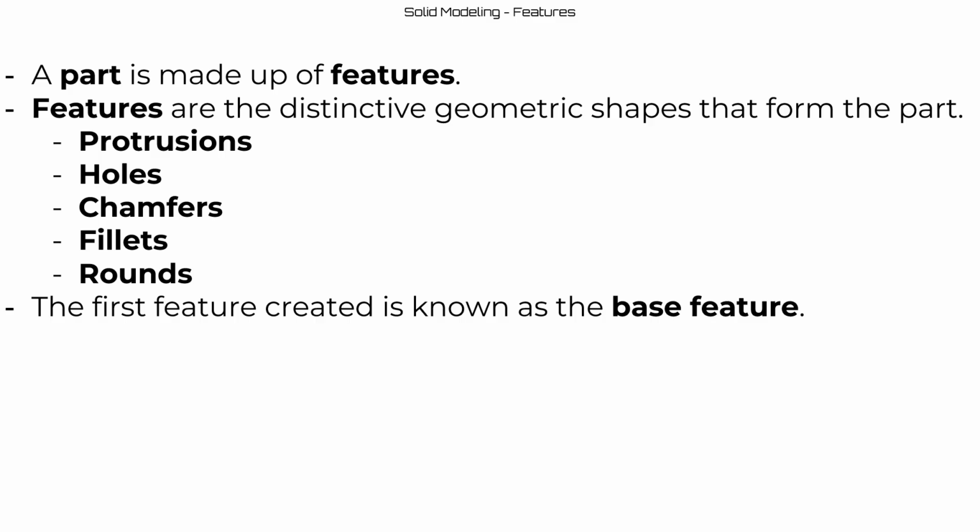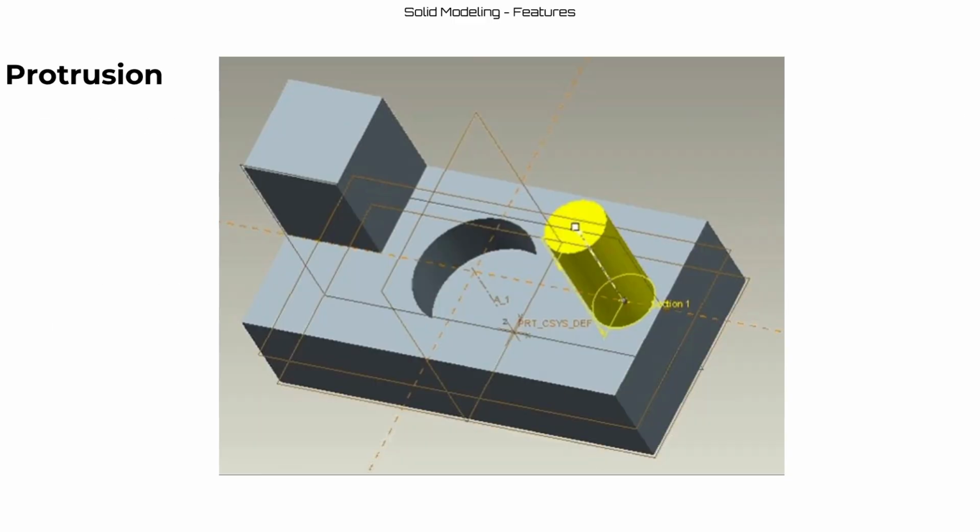So, moving on to solid modeling parts. Parts are made up of features. Features are the distinctive geometric shapes that form the part, and some features include protrusions, holes, chamfers, fillets, and rounds, which I'll get into just after this. The first feature created is known as the base feature, so everything in a solid model builds off of the base feature. Protrusions: assuming that the rectangular prism at the bottom is your base feature, the cube and cylinder are protrusions off of that because they extend off of the part.